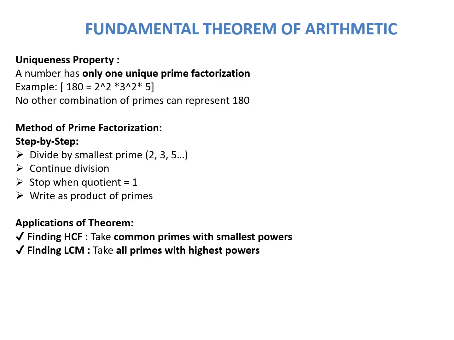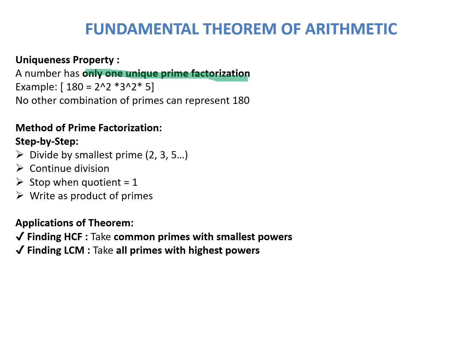Okay, so continuing with the fundamental theorem of arithmetic, we are going to talk about another property of this theorem, which is the uniqueness property. What does this uniqueness property mean in the context of the fundamental theorem? It says that a number has only one unique prime factorization, so a composite number can be broken into a unique set of prime numbers.